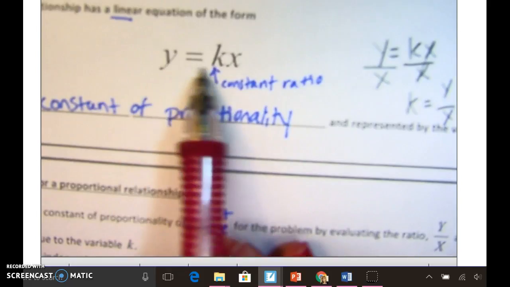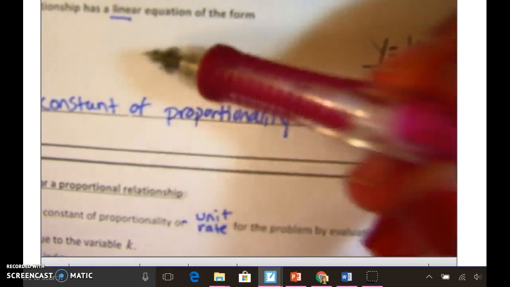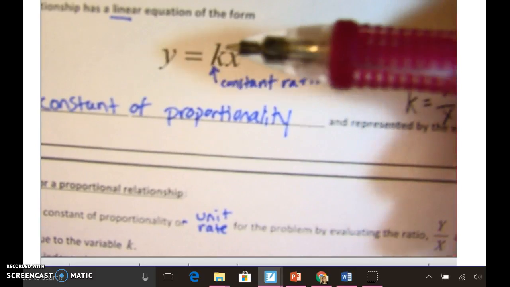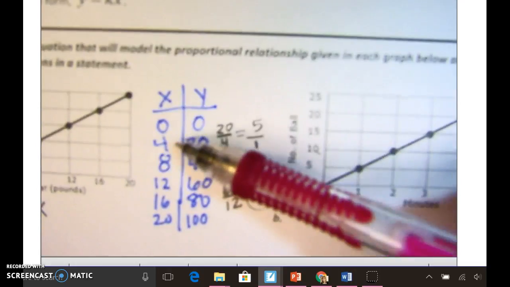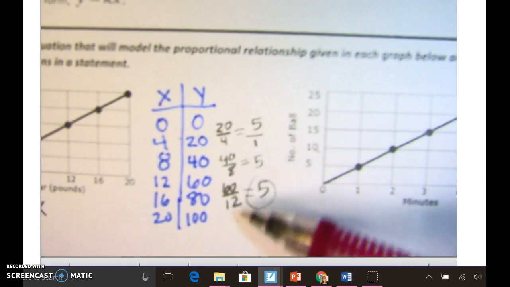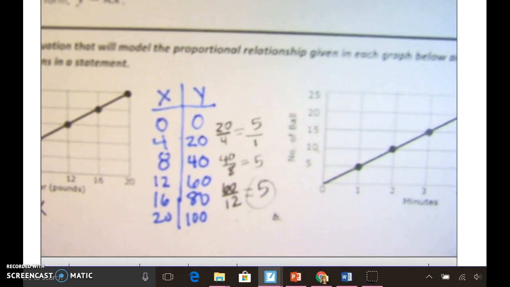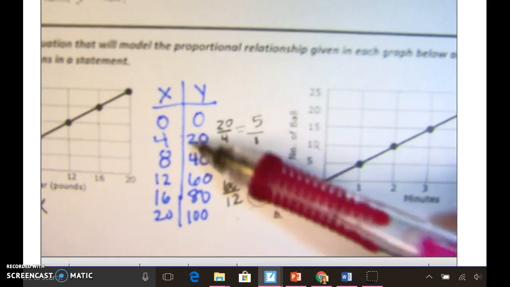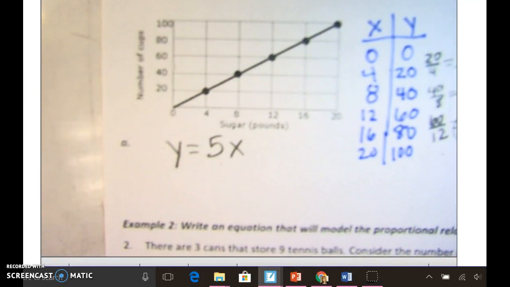This is how the equations look when it's a constant proportionality. It's y equals something times x, and the something is that ratio that you get when you divide your y values by your x values. It should always be the same. If it's not always the same, then it's not a proportional relationship. You're always going to have the same unit rate. To find that constant, that's going to be your k value in your equation.